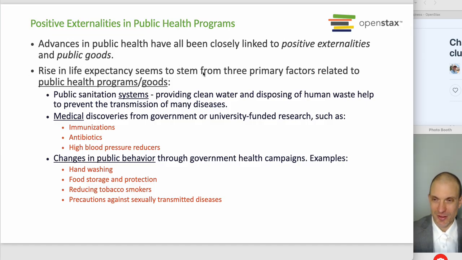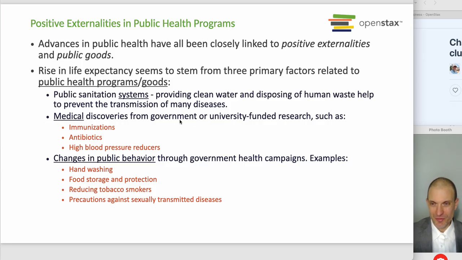Rise in life expectancy seems to stem from three primary factors related to public health and public good, or public health programs and goods. Public sanitation systems, yep, that's the most important. Providing clean water and disposing of human waste, yep, that was a big problem for a long time to prevent transmission of disease. Actually, no longer having human waste in the streets was largely responsible for changing life expectancy at birth from middle age to old age.